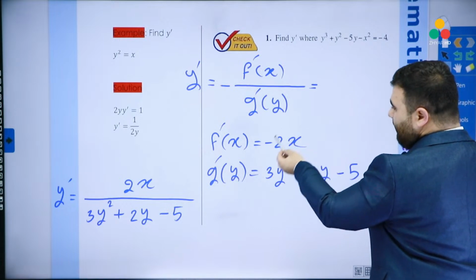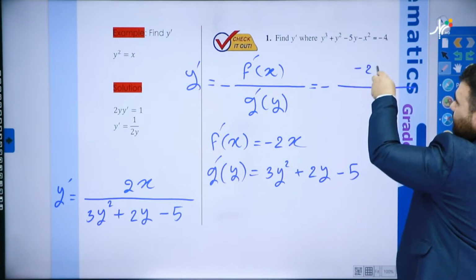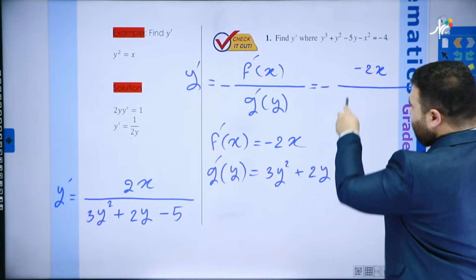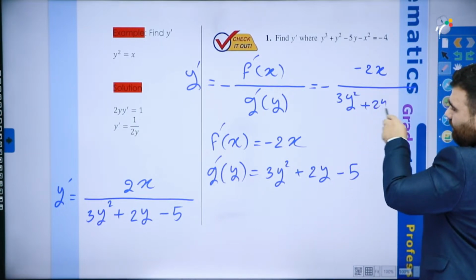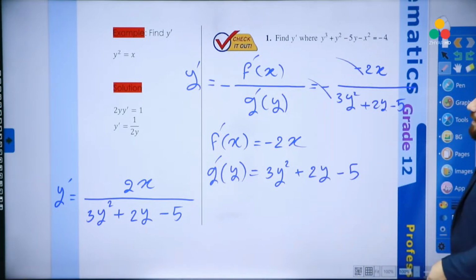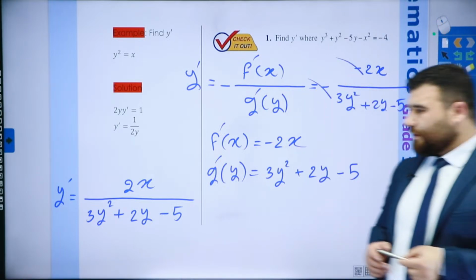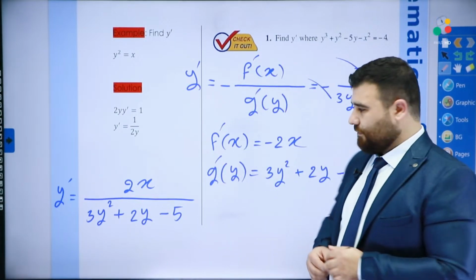It will be negative in the rule. Negative 2x is what we got. And writing this in the denominator, 3y power 2 plus 2y minus 5. Negative cancels negative. The answer is the same, 2x over 3y power 2 plus 2y minus 5.